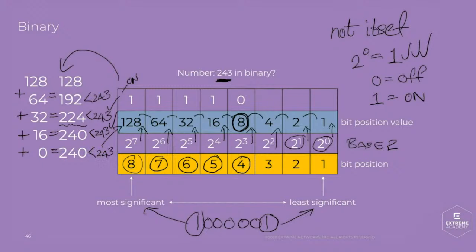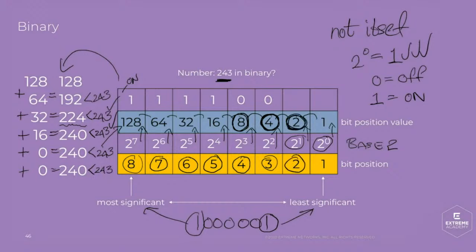What about the next one? Well, the next one has a value of 4. If I add the value of 4, it's going to go over 243. Not good. So that bit also has to be turned off. What about the next bit? Remember, turned off, still 240.